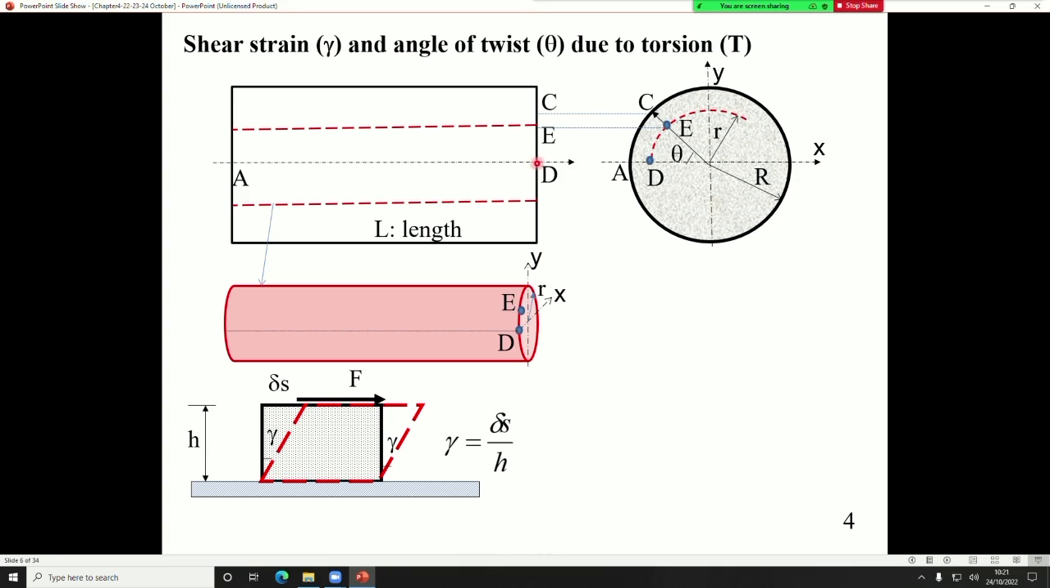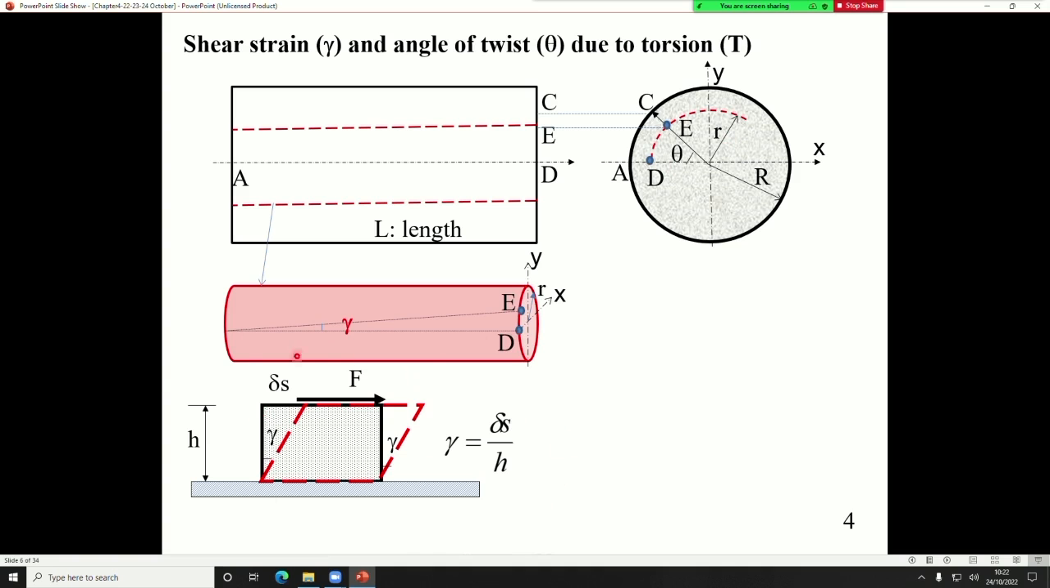So if I show it on this diagram, similar to what we have in the bottom figure, point D is moved to a new position, and we call DE the shear displacement. So DE is comparable with delta S here. The length of the cylinder is comparable with the height of this block. So I can say the shear strain of this fiber, which is located at the distance of R from the center of this circle, is equal to DE over L, similar to what you see here.